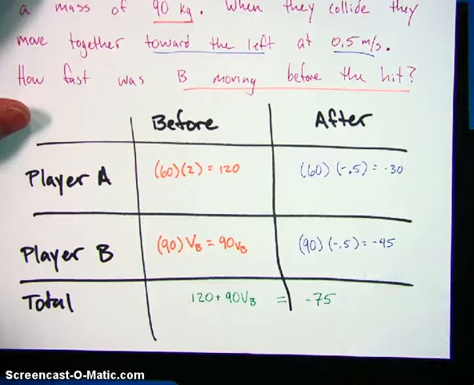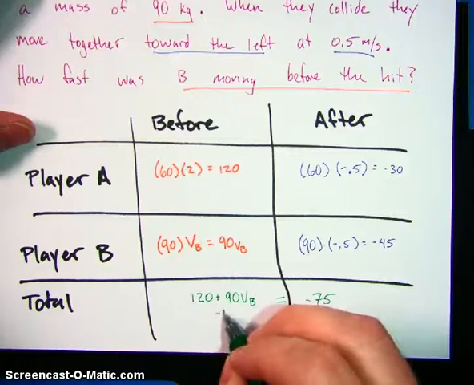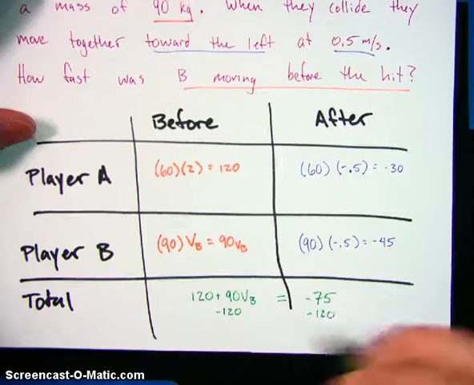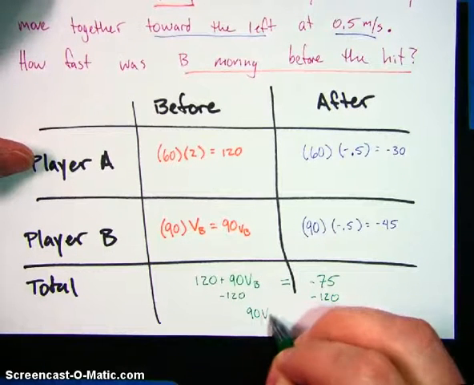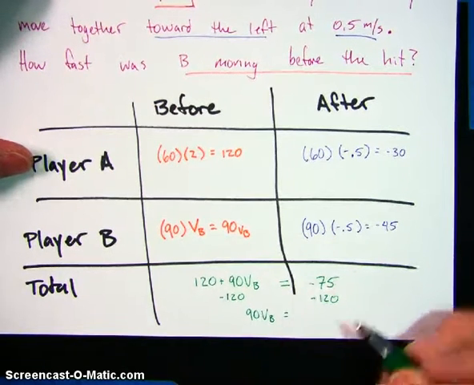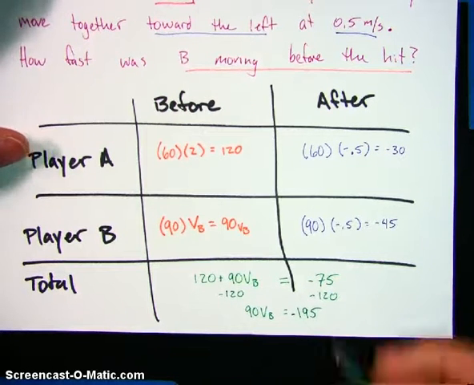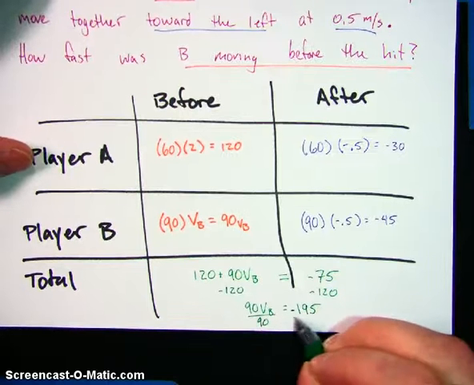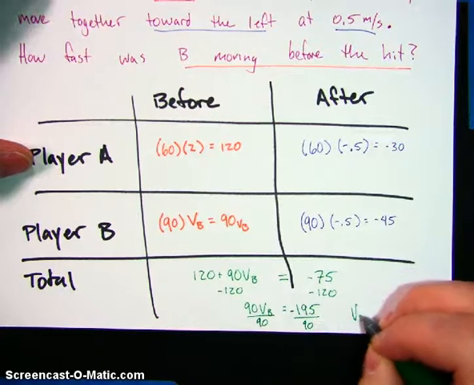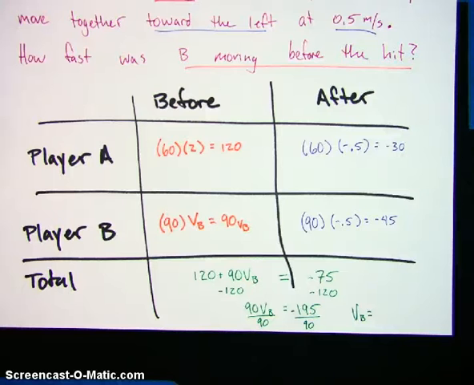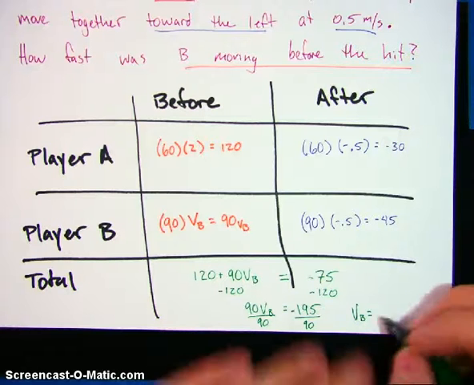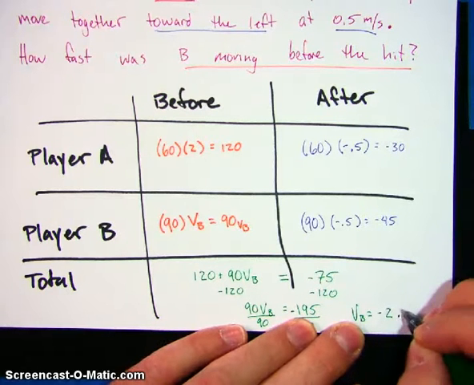And then we just have an algebra problem. So I'm going to subtract 120 from both sides to get rid of this 120 over here. So minus 120, minus 120. And I'm left with 90 VB on this side. And that's going to equal negative 195. Then you just have to divide by 90. And we will get VB equals, and then we go to our calculator. We've got to do negative 195 divided by 90, and that's going to equal negative 2.2 if I'm rounding.